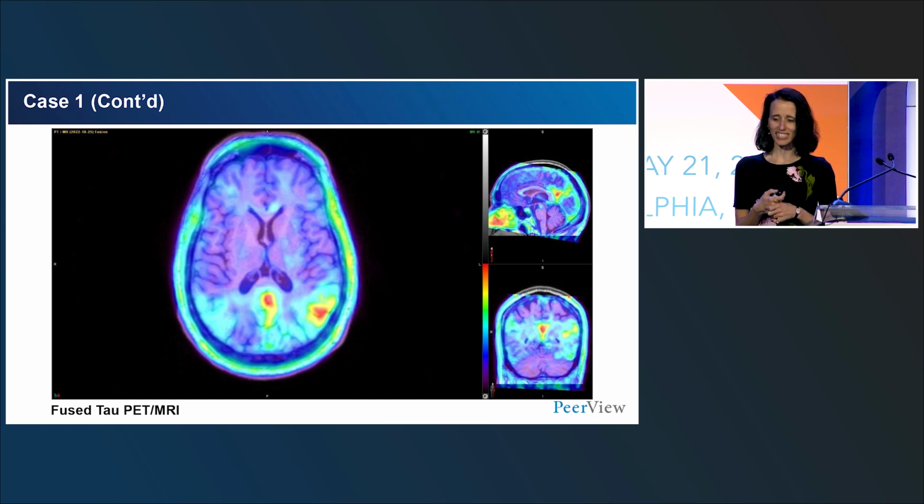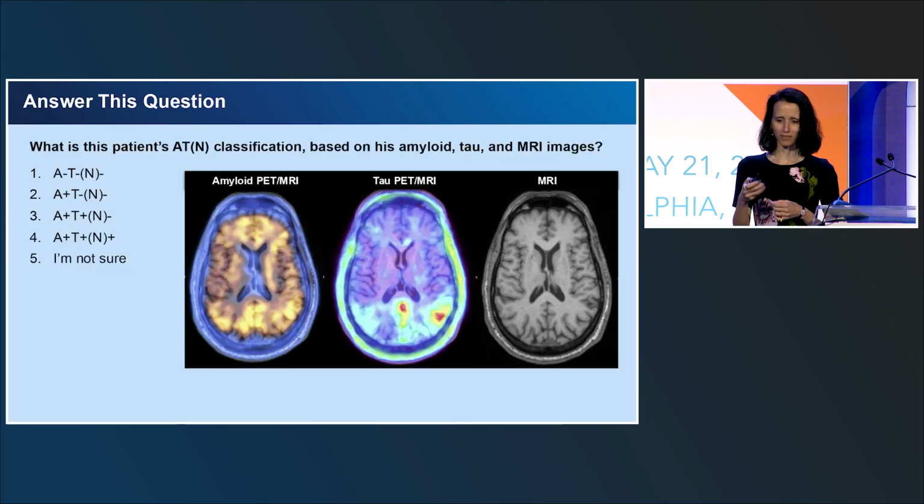And you can see that in this example, we have tau uptake in a very classic AD pattern, so involving the parieto-occipital regions. And looking at the sagittal, there's involvement of the precuneus and posterior cingulate gyrus as well. So this tau scan is positive in a pattern that's consistent with Alzheimer's type pathology.